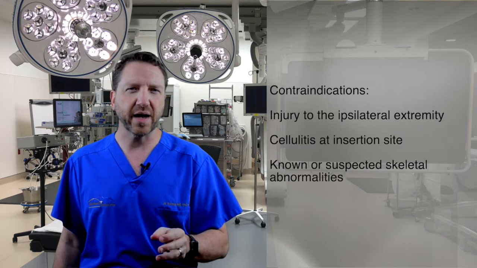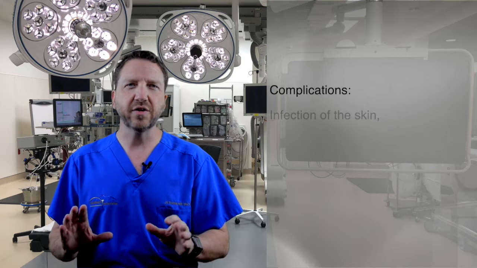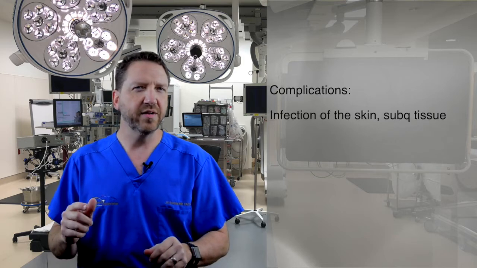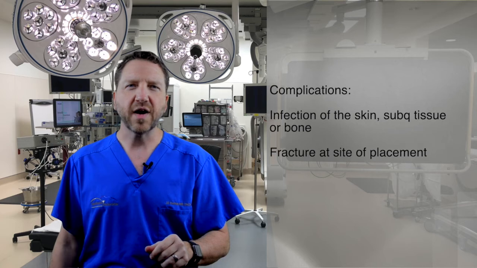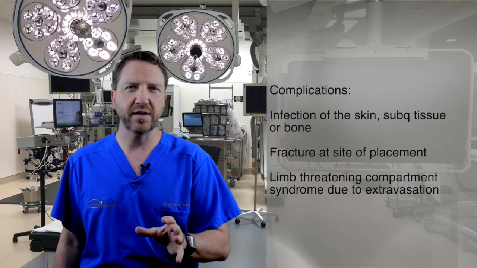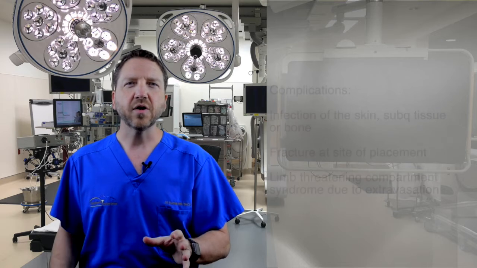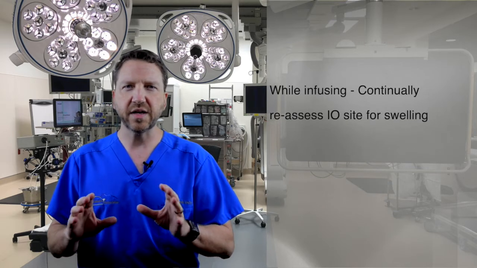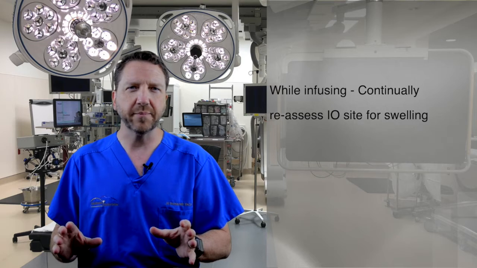suspected skeletal abnormalities. Complications include infections of the skin, subcutaneous tissues, or bone, fractures at the site of placement, or extravasation that could lead to limb-threatening compartment syndrome. Therefore, when in use, the IO site should be continually reevaluated for swelling.